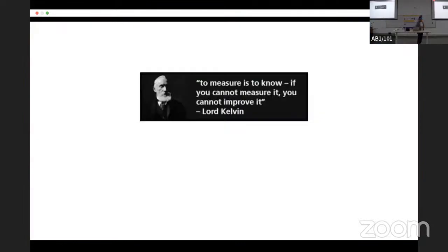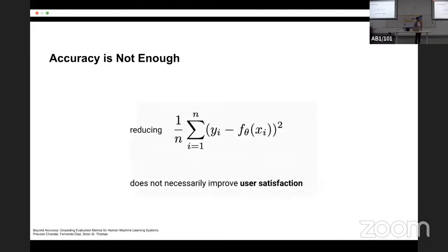So yeah, I hope this is from Lord Kelvin, but I've seen this enough times, I just stole it. To measure is to know. If you cannot measure it, you cannot improve it. So what do we do? Accuracy is something which you use. You develop an ML model, you try to measure its performance. What people end up doing is they measure accuracy, precision, recall.